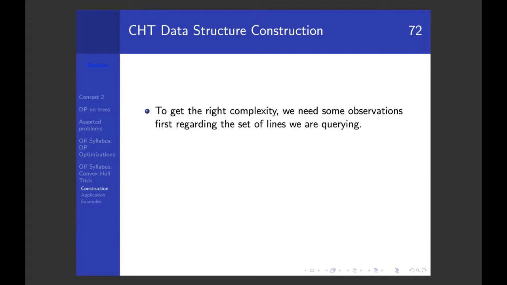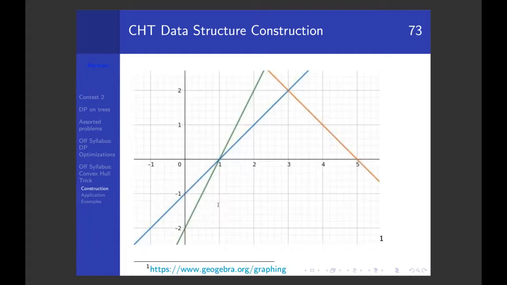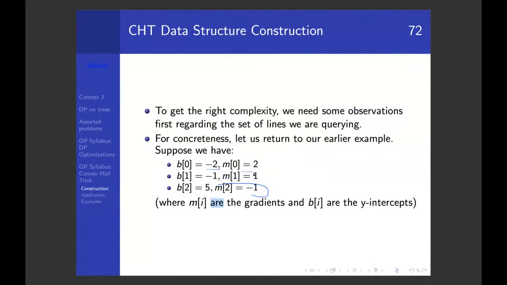To get this, we need some observations regarding the set of lines we are querying. So I'm just going to use our example from before. We have m of i are the gradients and b of i are the y-intercepts. So from before we had b of 0 is -2 and m of 0 is 2. So we have 2x minus 2. We have x minus 1. We have negative x plus 5. Let's graph these.